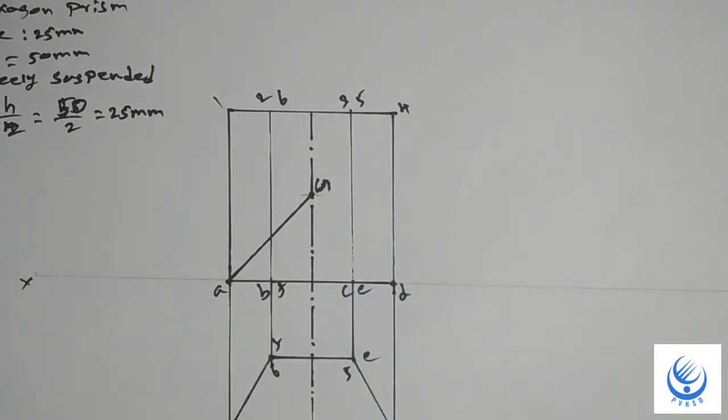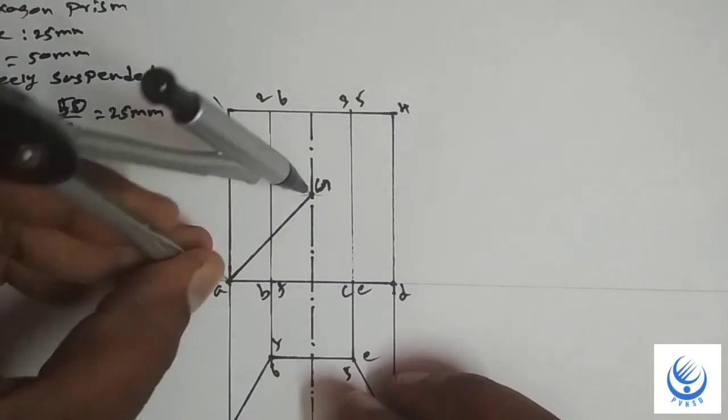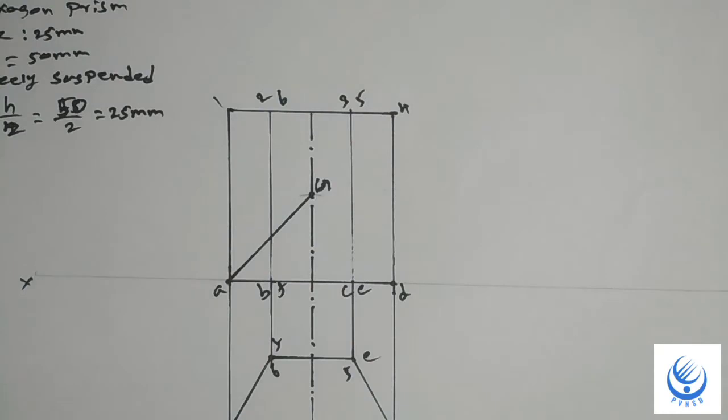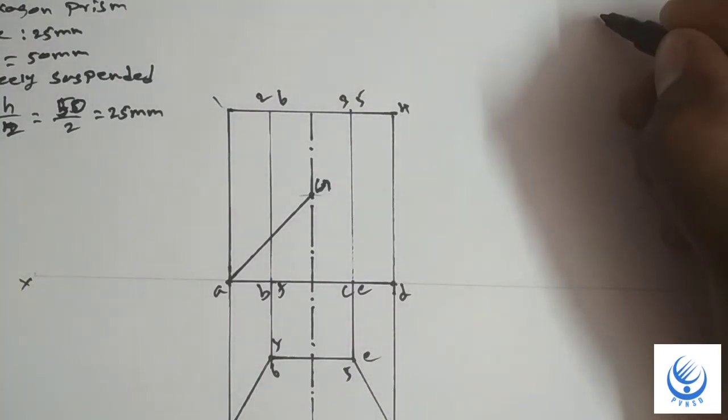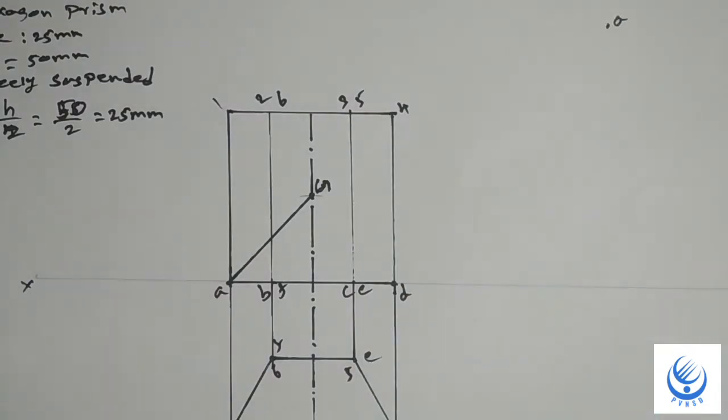The next, second stage over. Now measure the distance A to G. Measure this distance A to G, and to fix one point, this is the point A.